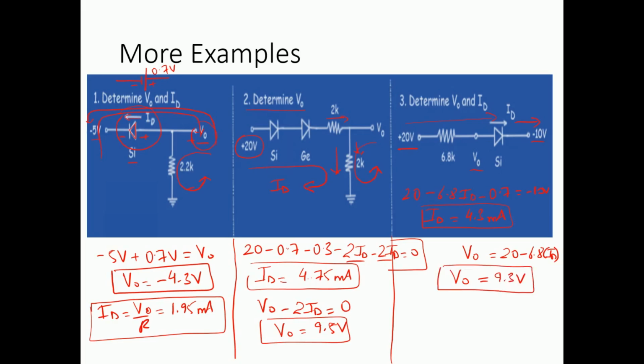So these were some interesting questions associated with series combination or series diode configuration, and this is the way you can find these unknown voltages and currents.